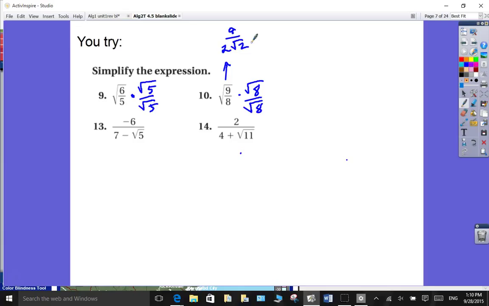And then what would we multiply by? The square root of 2 over the square root of 2. What's that? No. Oh, yeah, you're right. There was a square root over the 9, and then that would simplify, wouldn't it? Okay, what do I multiply by in the number 13 to rationalize the denominator?